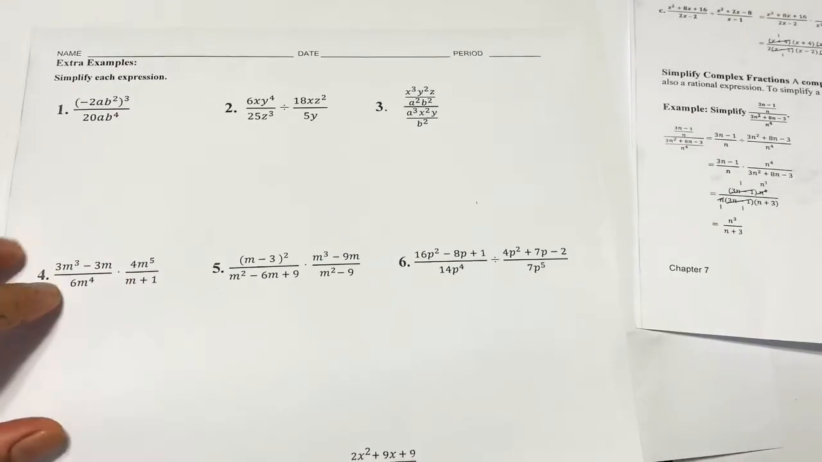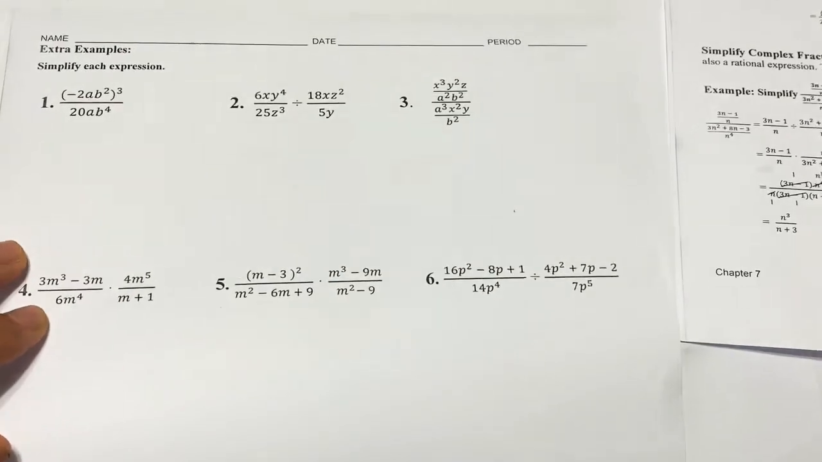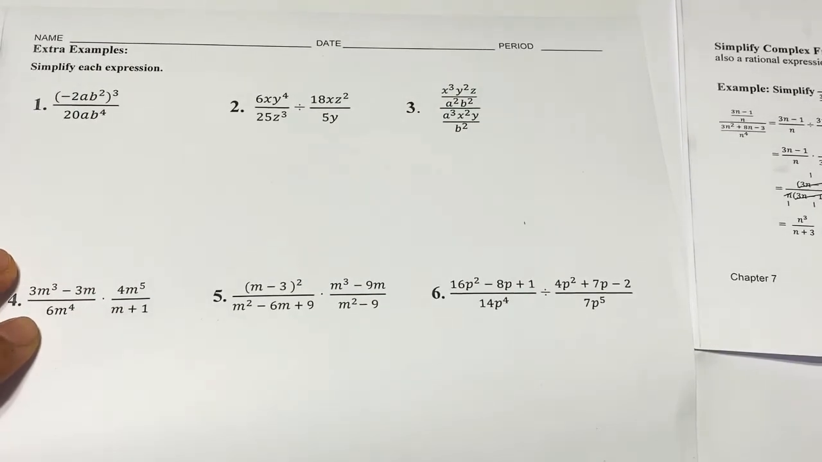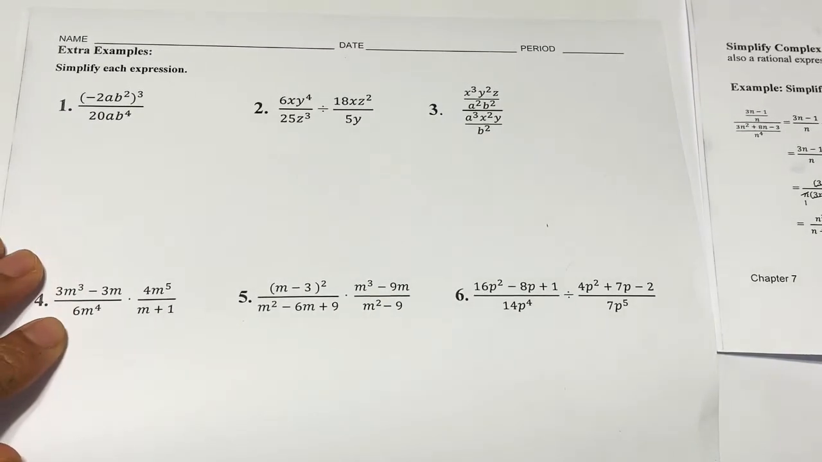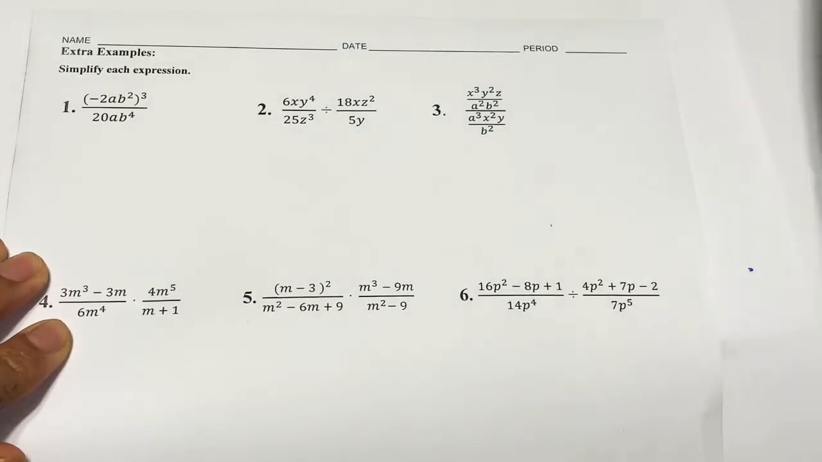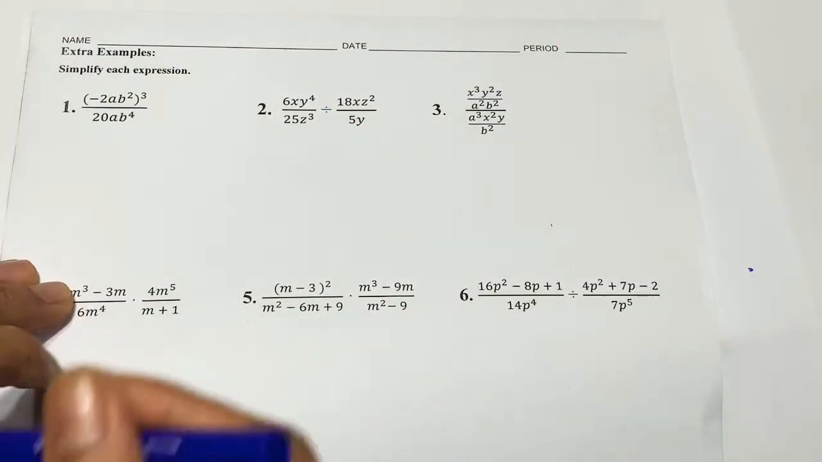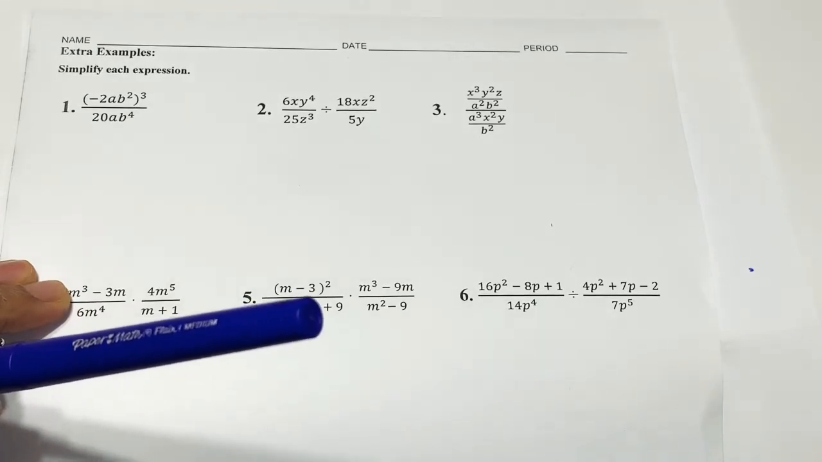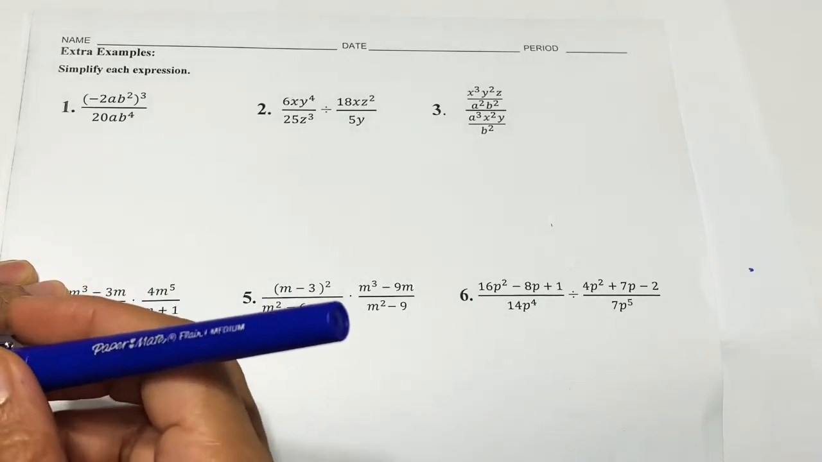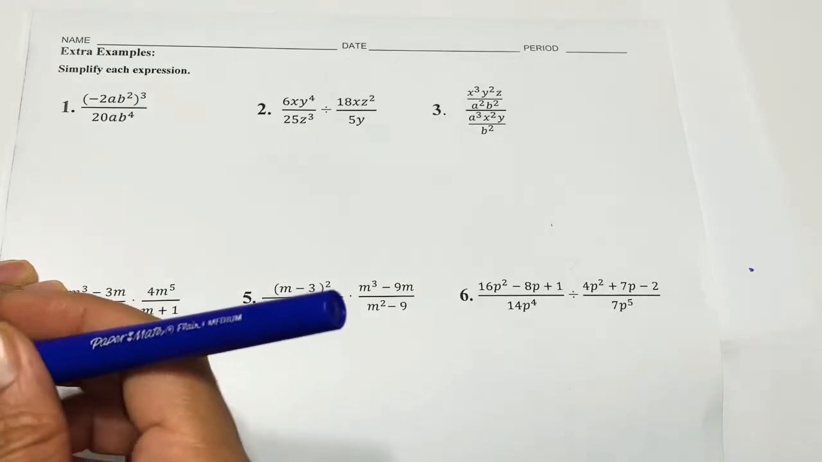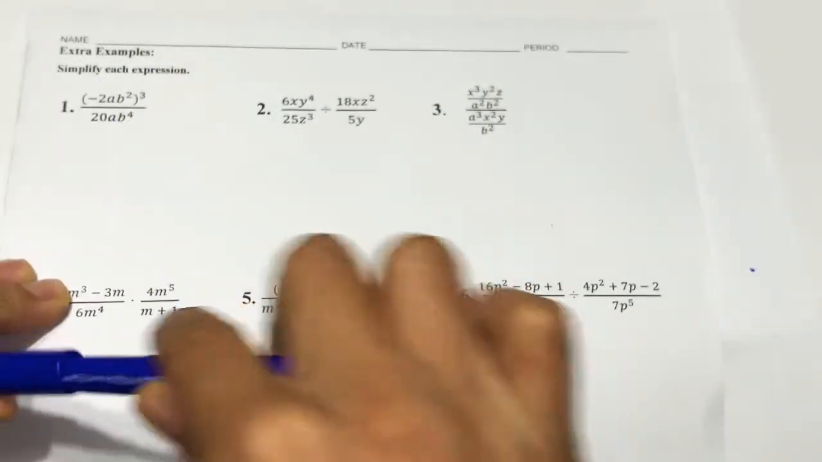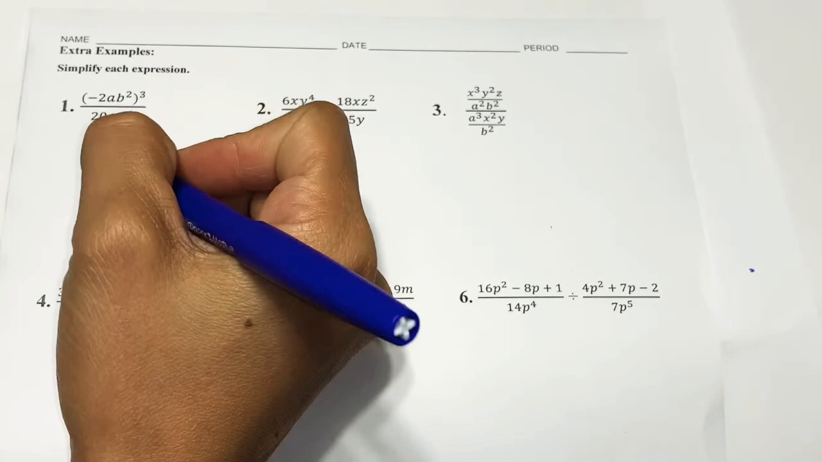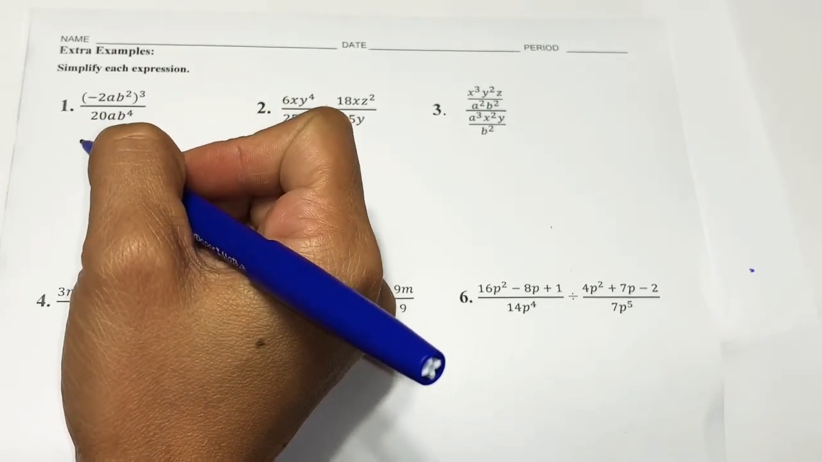So here's the example. Sorry, since they're so tiny, I'm going to try to zoom it in. Okay, so number 1, negative 2ab squared to the third divided by 20ab to the fourth. So this one's just simplify because it's only one fraction.